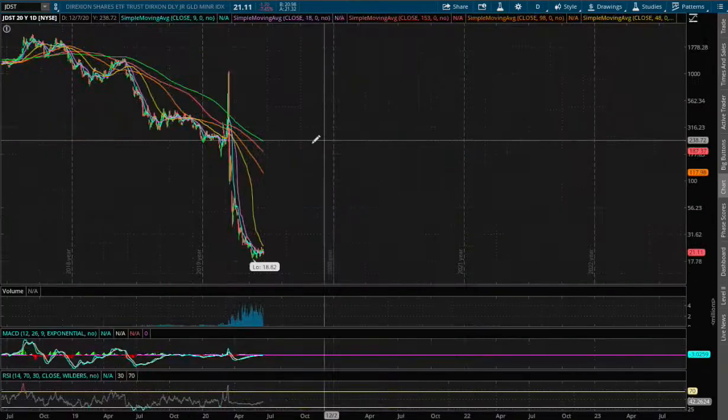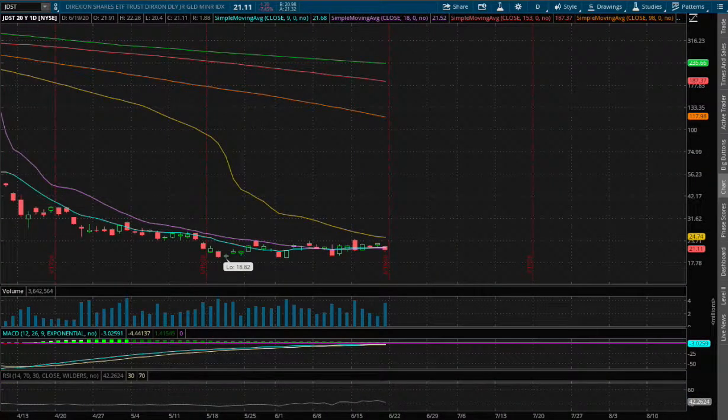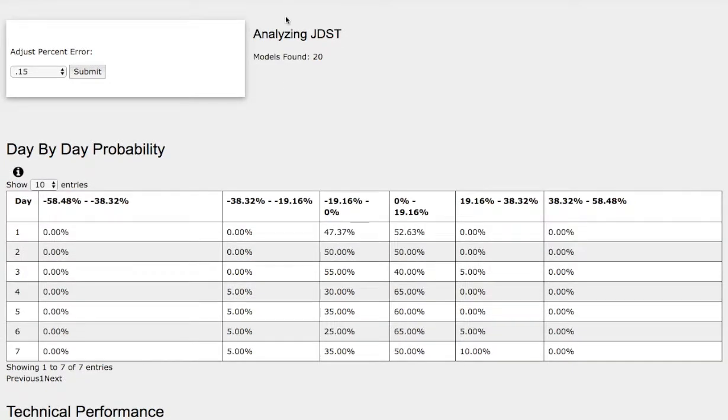If we extend out to the daily chart and examine the day-by-day probability model for the 7th day, we have a 50% chance for JDST to climb between 0 to 19%, and in the extreme case to the upside, we have a 10% chance for JDST to climb between 19 to 39%. And to the downside, we have a 35% chance for JDST to fall between 0 to negative 19%, and a 5% chance for it to fall between negative 19% to negative 38%. We'll just mark up 19% and down 19% as our resistance and support.